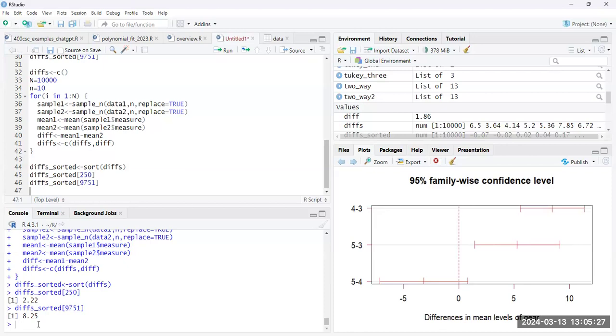And again, there is some randomness going on here. So if you want to make these fully replicable, you should set a seed at the beginning of all of this. And I have not done that. So your numbers may differ somewhat slightly from mine.